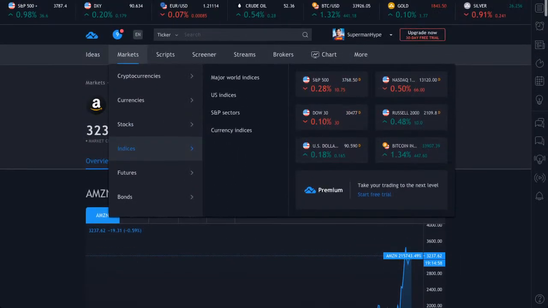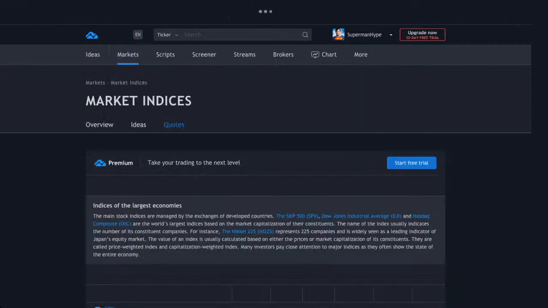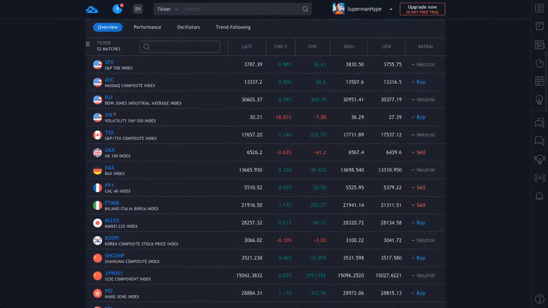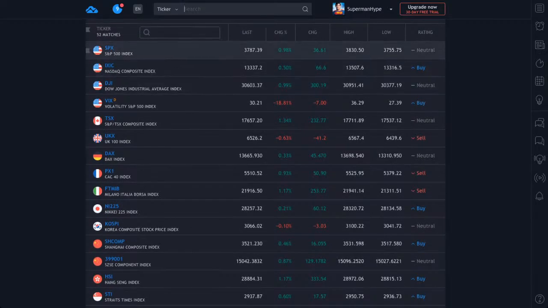Indices, we've covered briefly in currencies, but you've got major world indices, US indices, Standard & Poor's, remember that's S&P, sectors, currency indices. So we've actually looked at these before, but we'll have a quick browse in there. We'll have a look at major world indices, and these are the ones that you've got. So there'll be a mixed bag of things in here. You've got the SPX, or S&P 500. So these are ones you might want to get to know quite well. You've got the DJI, or Dow Jones Industrial Average. So it includes a whole ton of companies in it.